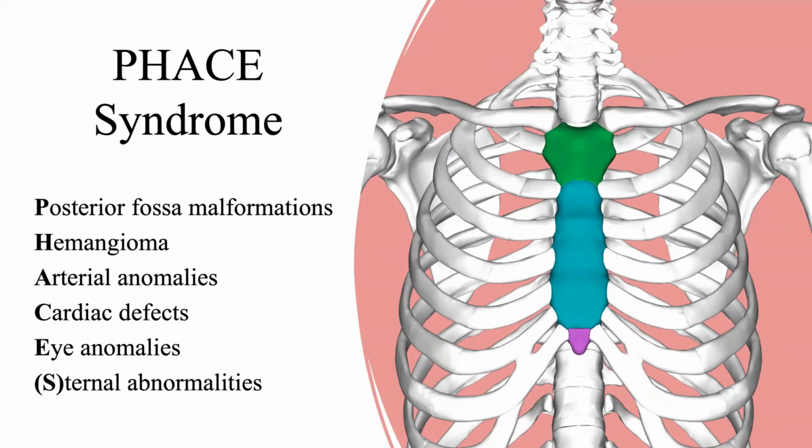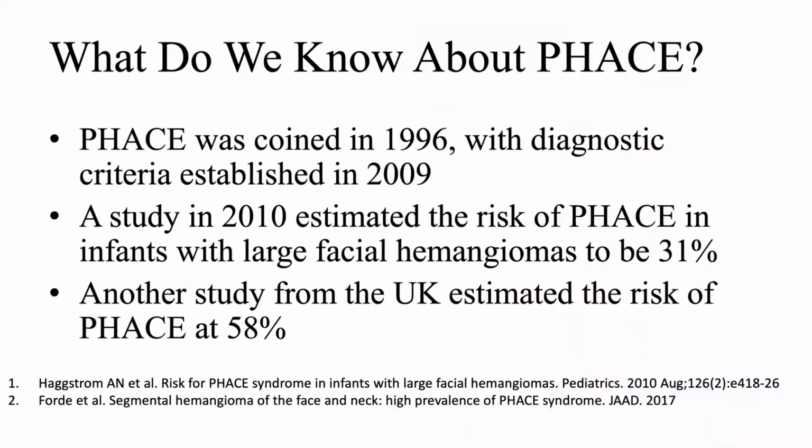And so there's different criteria that were established in 2009 so that we could decide who has definite PHACE, who has possible PHACE, and who doesn't have PHACE or is unlikely to have it. So what else do we know about it? A study in 2010 by Haggstrom et al. estimated the risk of PHACE in infants with large facial hemangiomas to be about 31%.